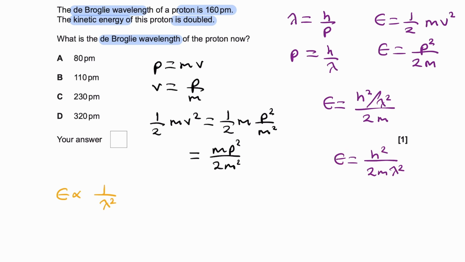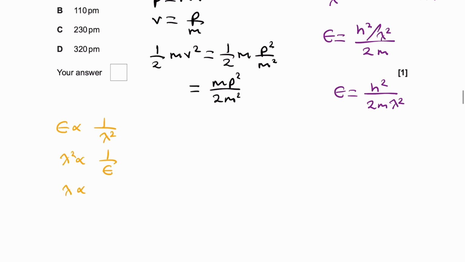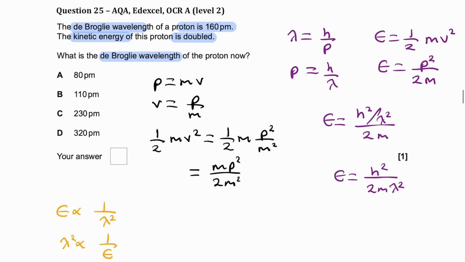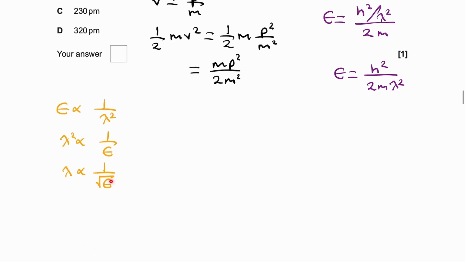So then if the kinetic energy is doubling, and we're trying to find out the de Broglie wavelength, let's rearrange this for de Broglie wavelength. So lambda squared is proportional to 1 over E, and that means that lambda is proportional to 1 over root E. Okay, so how can we use this? If the kinetic energy has doubled, that means that E here is doubling, and if lambda is proportional to 1 over root E, then whatever factor E changes by, lambda will change by 1 over the root of that factor.